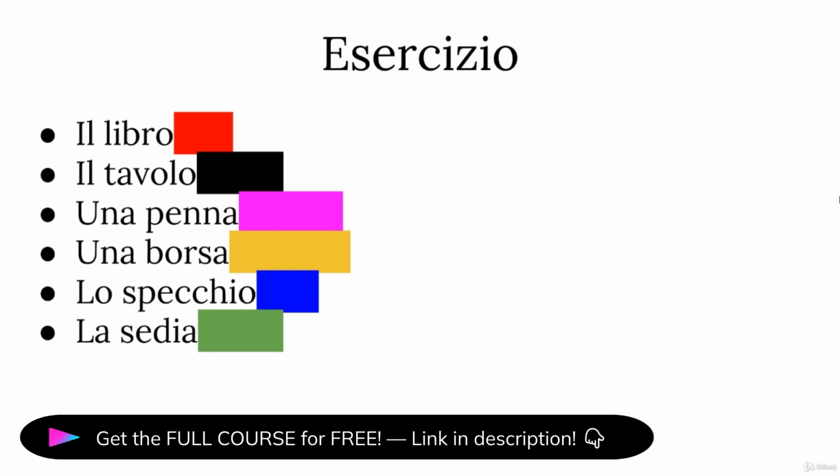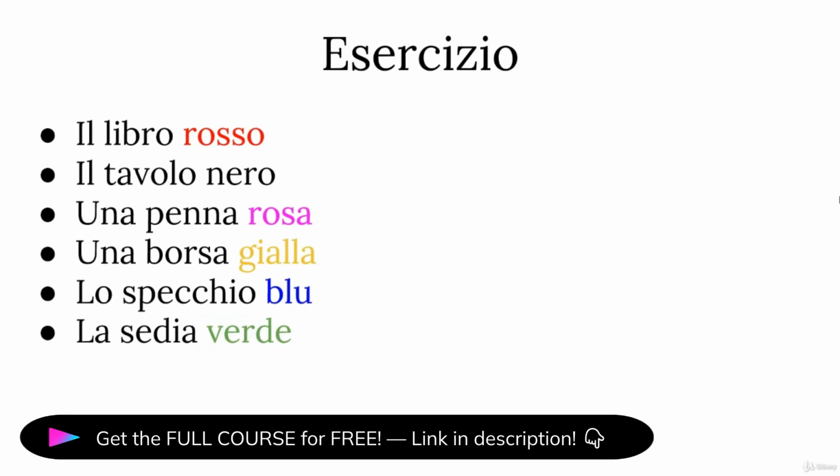Great. So how did you do it? Were the colors you wrote these ones? So, il libro rosso, because libro is masculine, so you need to pick the masculine adjective, rosso. Il tavolo nero, same thing. Nero matches with the masculine word tavolo. Una penna rosa. Rosa never changes. Una borsa gialla. Borsa is a feminine word, so you need to pick gialla instead of giallo. Lo specchio blu. Blue never changes. And finally, la sedia verde. Verde never changes as well.